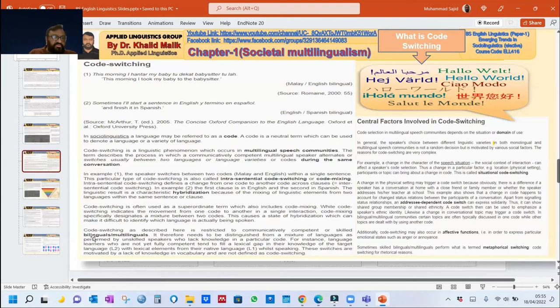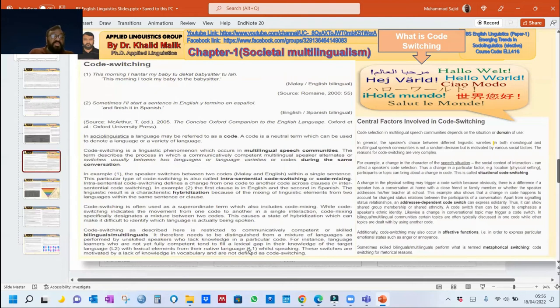Then again, the last paragraph, you can see code switching as described here is restricted to communicatively competent or skilled bilinguals or multilinguals. It therefore needs to be distinguished from a mixture of languages as performed by unskilled speakers who lack knowledge in a particular code. For instance, language learners who are not yet fully competent tend to fill a lexical gap in their knowledge of the target language, which is called L2, with lexical elements from their native language, L1.